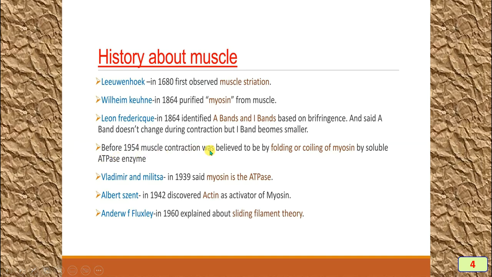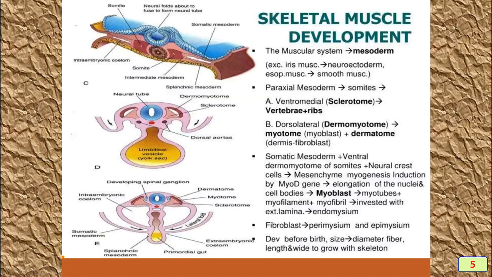Before 1954, muscle contraction was believed to occur by folding or coiling up of the myosin by a soluble ATPase enzyme. That means very recently, about 50 years back, that's all. Then Vladimir Engelhardt and Militsa Lyubimova in 1939 said myosin is the ATPase, whereas Albert Szent-Györgyi in 1942 discovered actin and the activator of the myosin filament. Andrew Huxley in 1960 explained the sliding filament theory of the skeletal muscles.